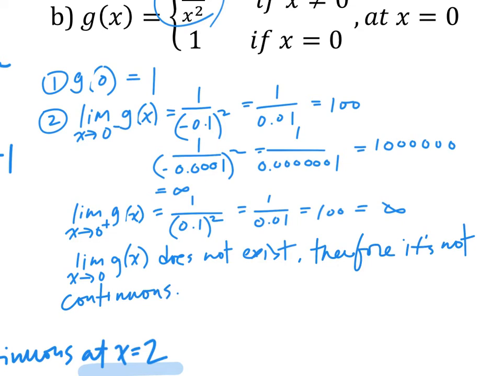And then what kind of discontinuity does it have? So both sides of 0 are going to infinity, so we can pretty much clearly say that this is an infinite discontinuity.